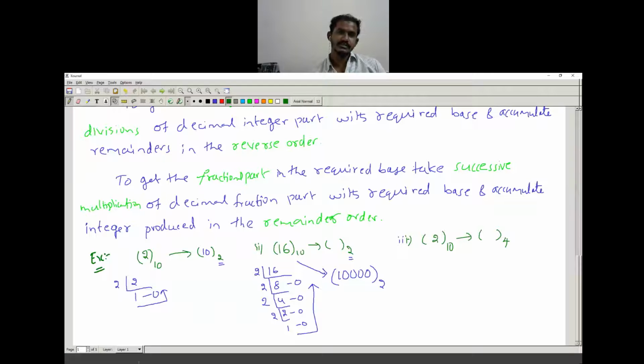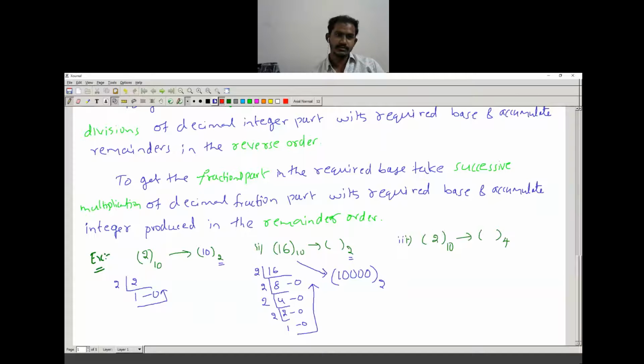So the answer is 2. Only one answer. Here you need not do the successive divisions. Simply, the answer is 2 only. Why? Because with base 4, the symbols are 0 to 4 minus 1, that is 0 to 3. 0, 1, 2, 3. Then simply 2 is the answer.